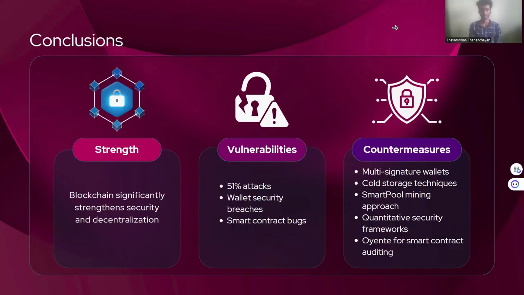However, like any technology, blockchain also comes with its set of vulnerabilities. Among the most critical are the 51% attacks, where attackers could gain majority control of the network. Additionally, quantitative security frameworks provide in-depth analysis of blockchain performance and security, while tools like OITs are recommended to detect bugs in smart contracts before they go live.